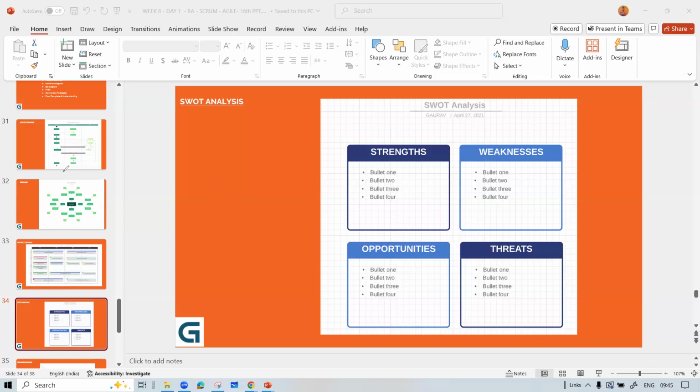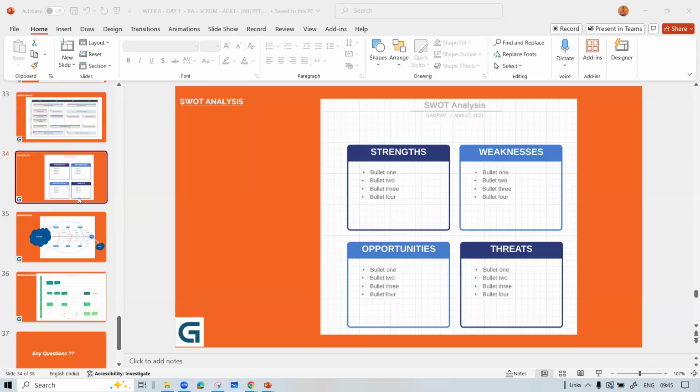So was it interesting to understand the SWOT analysis more in detail? Yes. Yes, it was. Great. Super. Now, Gaurav, go ahead.